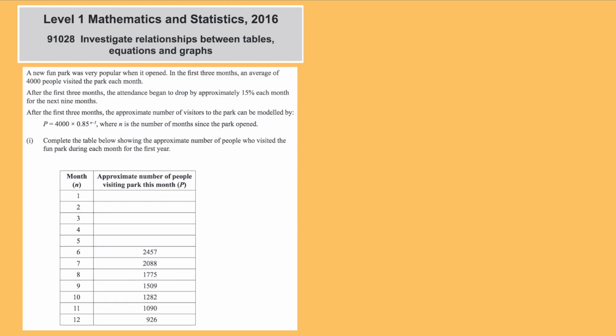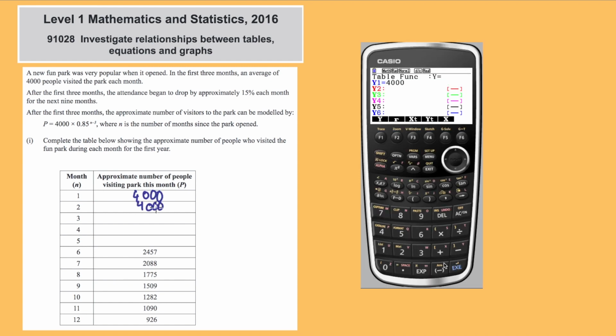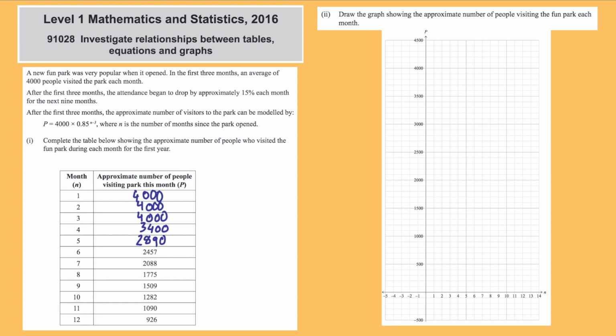Let's have a look at another example. Again, pause the video to read the question first. The first part is actually a common thing. You need to use the information in the text to fill in the gaps in the table. For the first 3 months, the number of visitors is 4,000, and we get the other numbers using the table function in the calculator. Notice that I ignore the first few values, as the equation is only valid after the first 3 months.